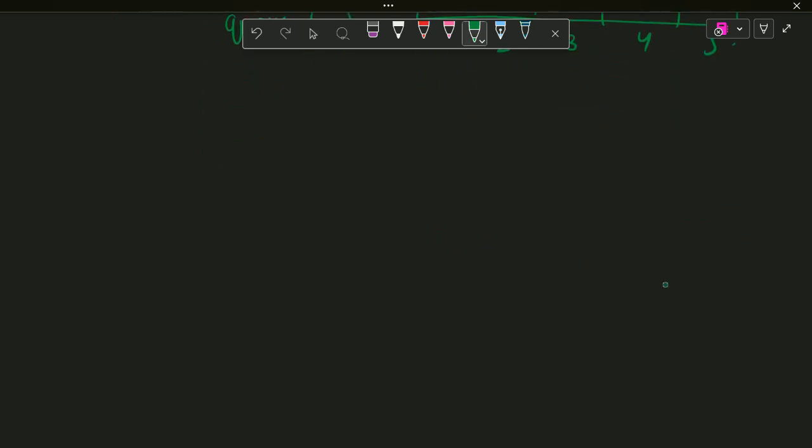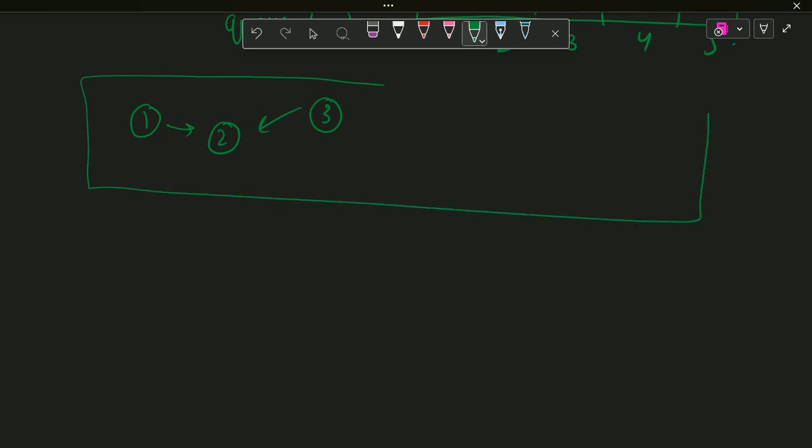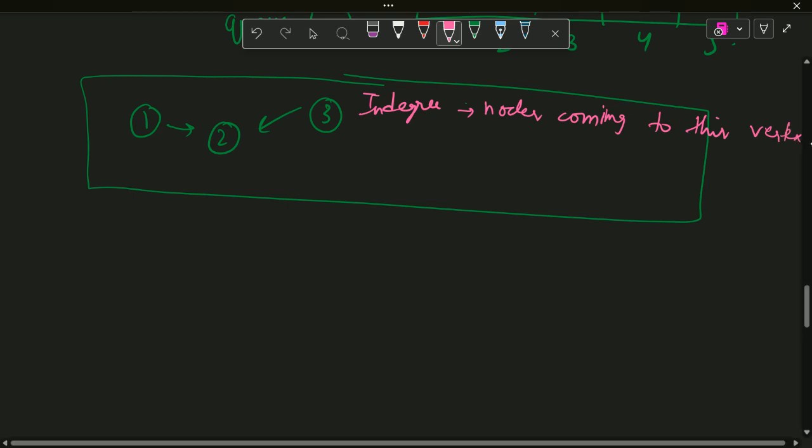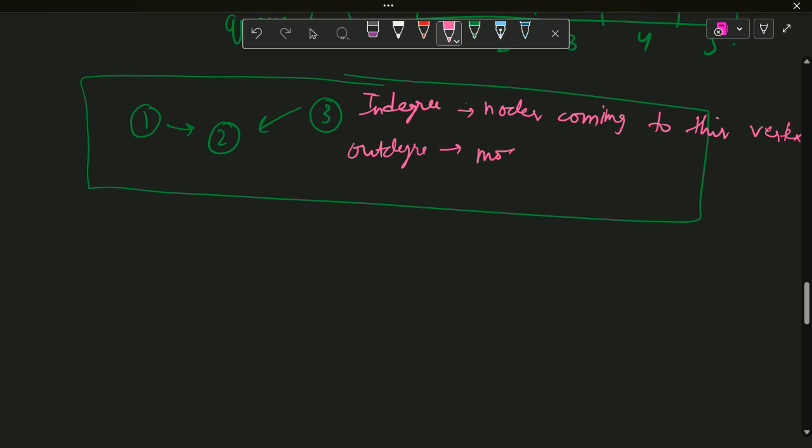What is in-degree? In-degree is used to solve this. Suppose in a graph there are vertices. In-degree is the number of nodes that are coming to this vertex. That is called in-degree. What is out-degree? The number of nodes that are going out of this vertex. This is in-degree and this is out-degree.